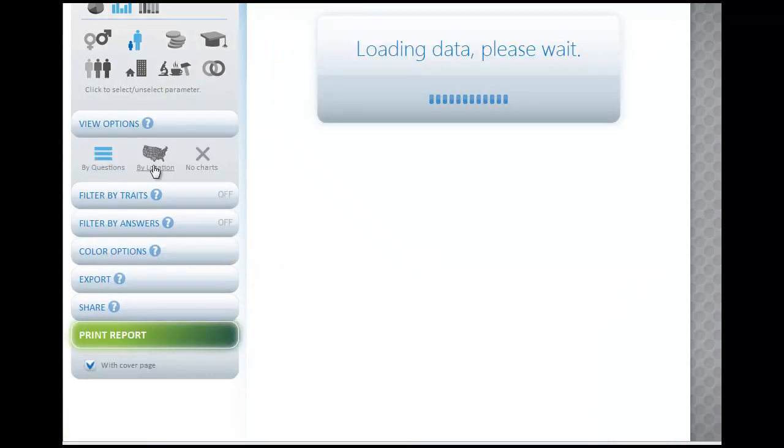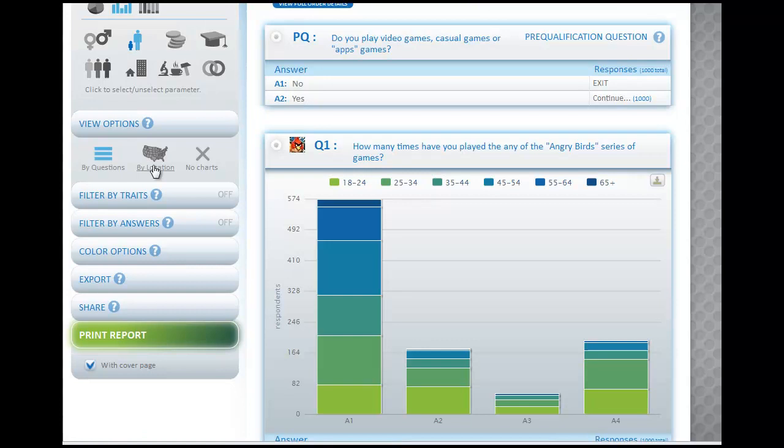And now the Ask Your Target Market platform is updating all of my charts to show that crosstab. It's going to show how the distribution of answers varies by age range. The age ranges are 18 to 24, 25 to 34, 35 to 44, and so on.